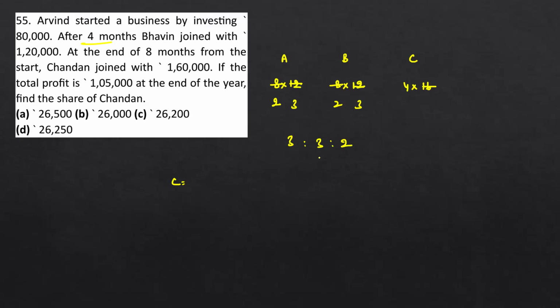So see, you are getting 1/4 of 105,000. 105 by 4, 104 is 26. So 105 is 26, 25, 0. So the answer is 26,250.